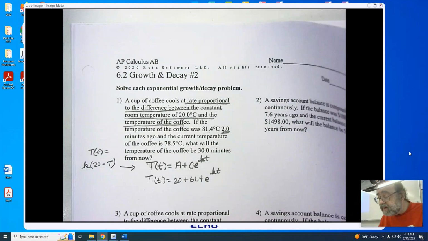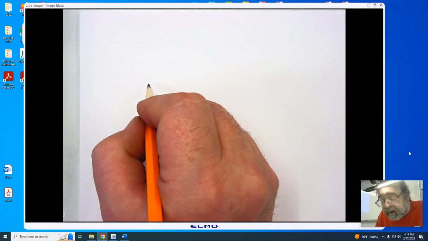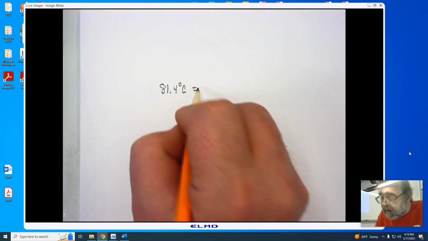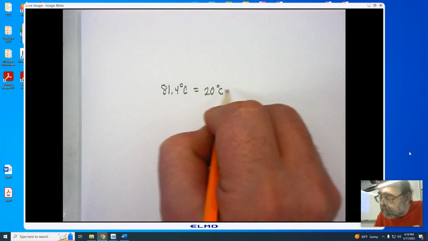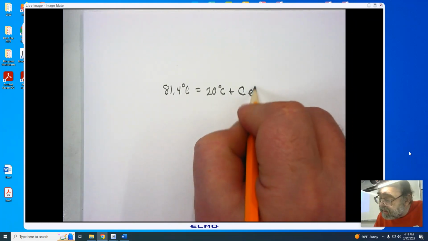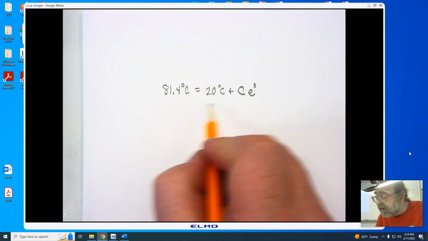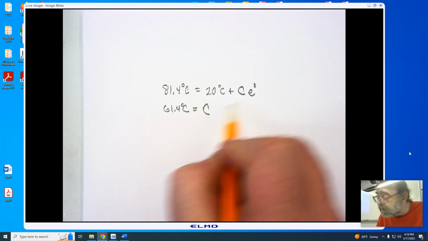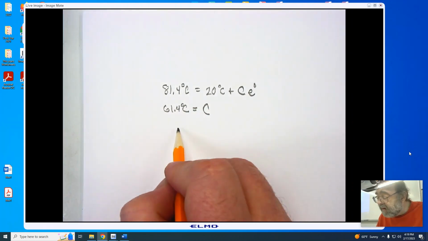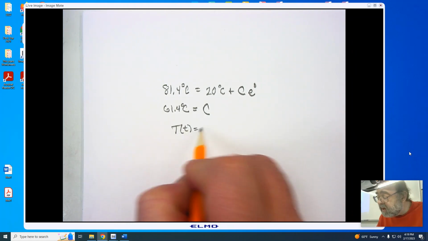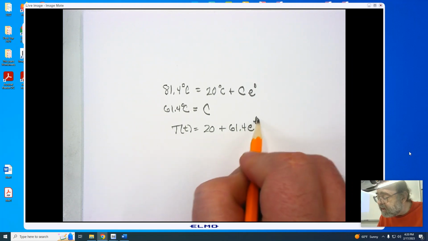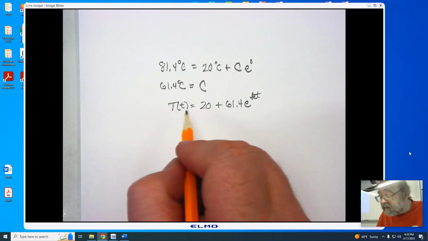Now, I'm going to do this on a separate piece of paper so it's easier for you to see. So just be aware that what we did was we had 81.4 degrees Celsius had to be the 20 degrees Celsius plus the C e to the 0 power. Because of that, we ended up subtracting, giving us 61.4 degrees Celsius equaled the constant. So we then have our temperature in terms of time is equal to 20 degrees Celsius plus the 61.4 e to the kt.